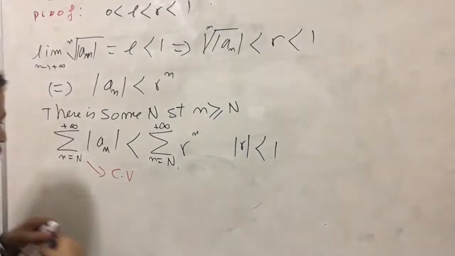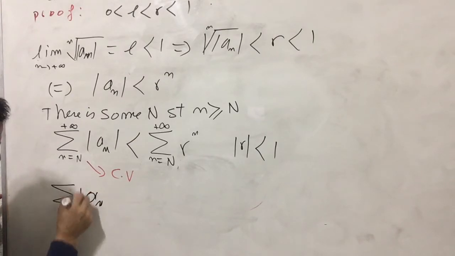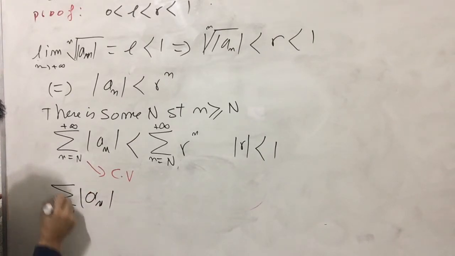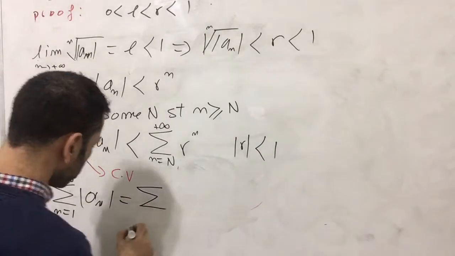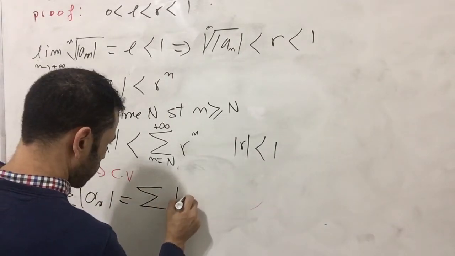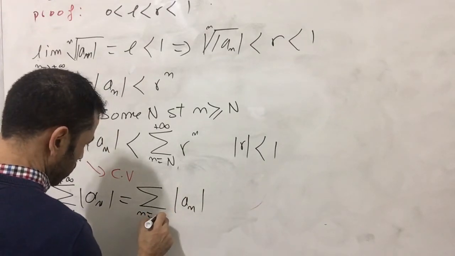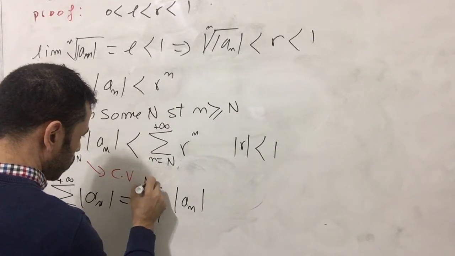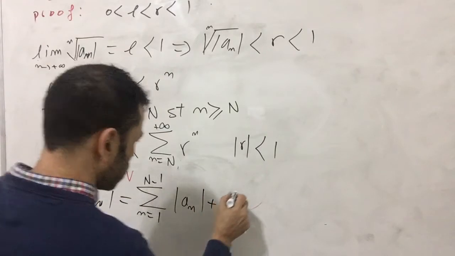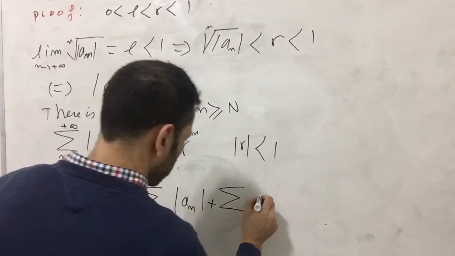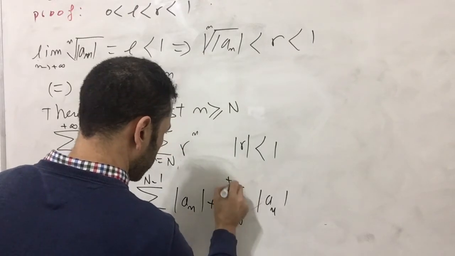Now I'm going to write the whole sum of the absolute value of a sub n, as n goes from 1 to plus infinity, equal to the partial sum of the absolute value of a sub n as n goes from 1 to capital N minus 1, plus the sum of the absolute value of a sub n as n goes from capital N to plus infinity.